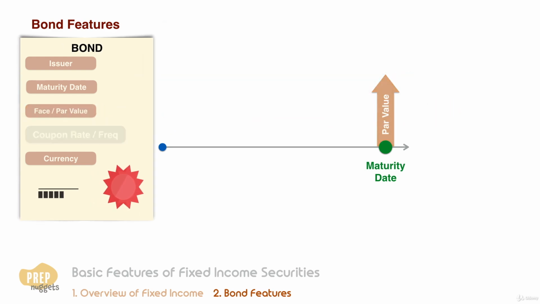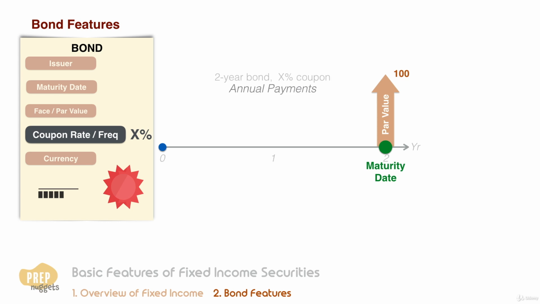The coupon rate on a bond is the annual percentage of its par value that will be paid to bondholders. So if the par value is $100 and the coupon rate is X, the bond pays X dollars every year. If a bond makes payments annually, the full X dollars will be paid out at the end of each year. If a bond pays semi-annually, half the amount is paid out at the end of every 6 months.